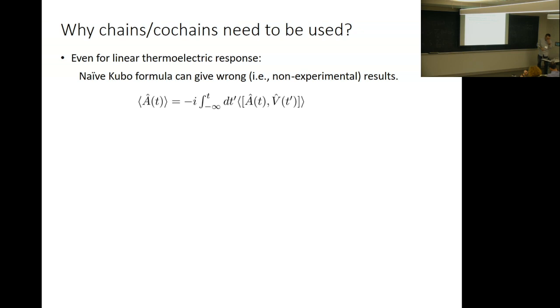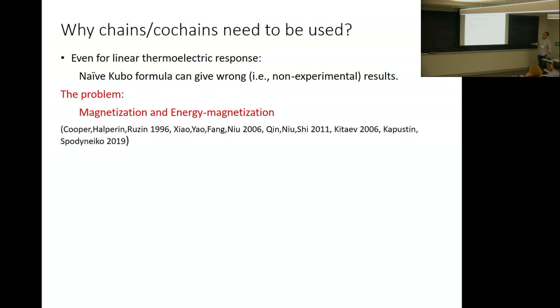So now let me mention why chain and co-chain need to be used, very briefly. It's actually a known problem. Even for linear thermoelectric response, if you really try to compute it, the naive Kubo response gives you the wrong result. And the problem is this magnetization and energy magnetization. This was pointed out by many authors, including Anton, who has some very important work. Basically, we learned this technique, chain and co-chain, from Anton's paper. And it's also interesting to know that we have this appendix B where we talk about this somehow.